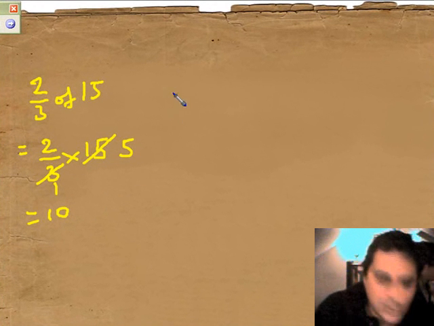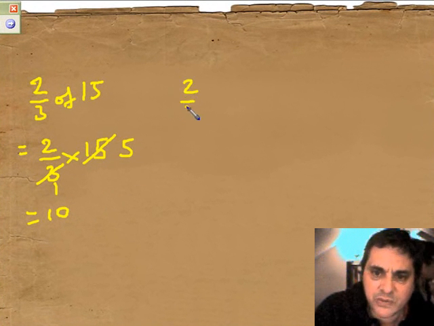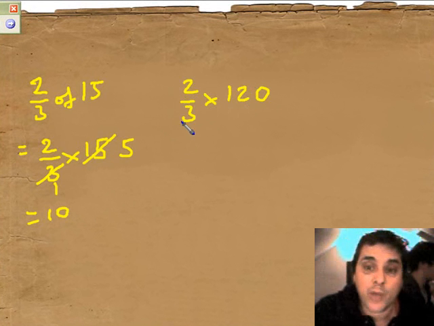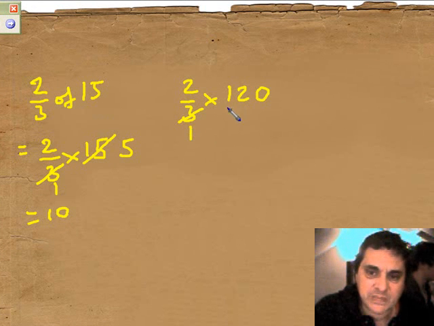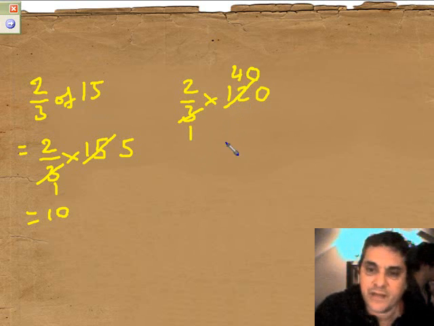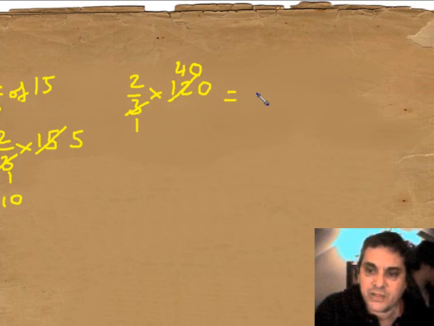Just try one more like that. 2/3 of 120. Don't be frightened of big numbers. I'll show you why. Because 3, as usual, goes into itself, and 3 goes into the 12 4 times. Bring up the 0, it actually goes in 40 times, so there's no fear there. And then we have 2 times 40 is 80.